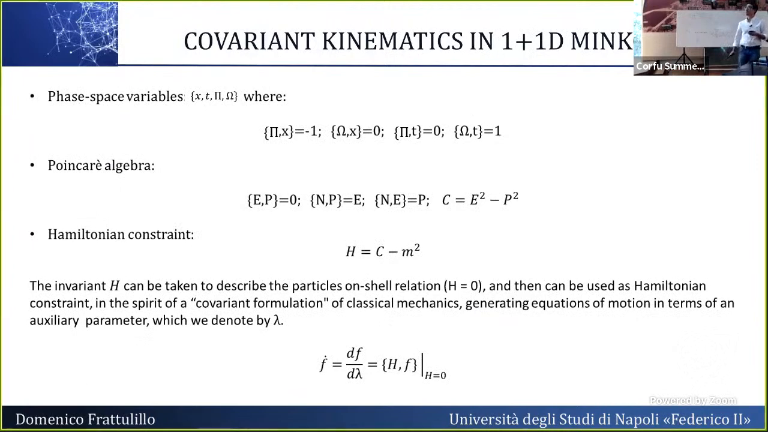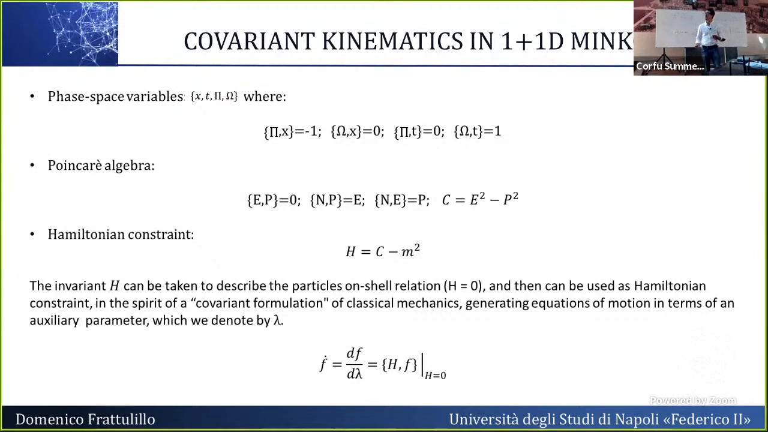Let's start with the formulation of covariant kinematics in a 1+1 dimensional flat spacetime. Let's introduce the phase space variables x, t, that are the usual spacetime coordinates, and pi and omega, that are the conjugate momenta to x and t, defined by the standard commutation relation with the coordinates. We know that Minkowski spacetime is invariant under the standard Poincaré algebra, and these are the commutation relations between the generators. Here P is the standard spatial translation generator, E is the time translation generator, and N is the boost generator. We have called C the Casimir of the Poincaré algebra, which is given by E squared minus pi squared.